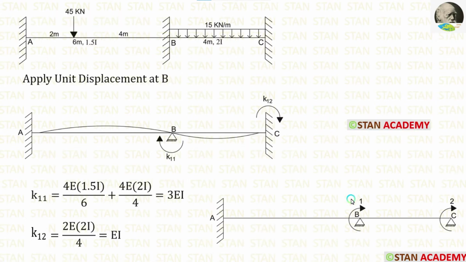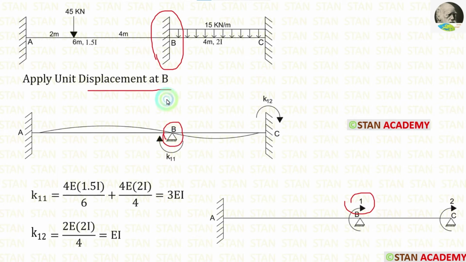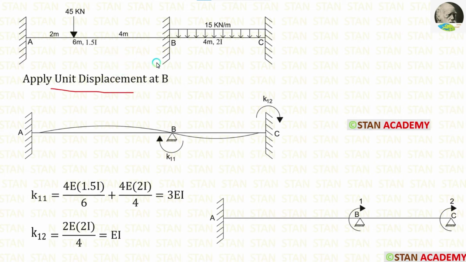Now let us apply unit displacement in the first coordinate, that is the point B. In the point B, we are having a fixed support, but when we apply unit displacement, it is no longer a fixed support, it becomes a hinged support. Because in the fixed support there will be no displacement, but we are applying unit displacement, that is why the fixed support becomes a hinged support. Both of the coordinates should be in the clockwise direction. You can see that both of the coordinates are made in the clockwise direction.